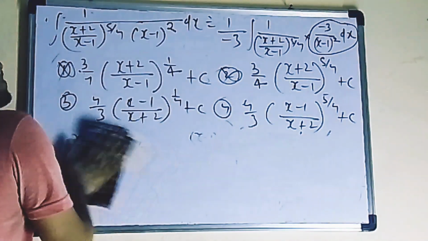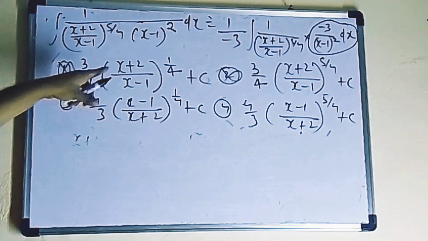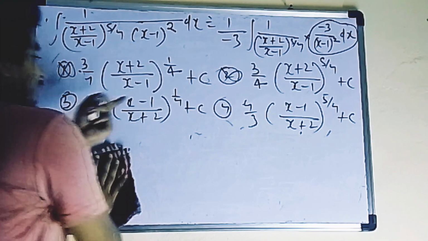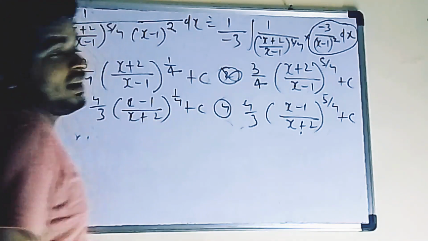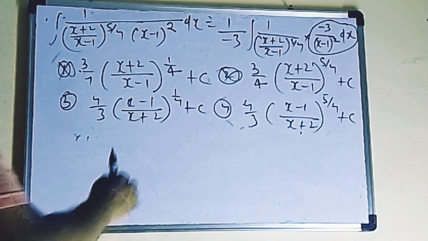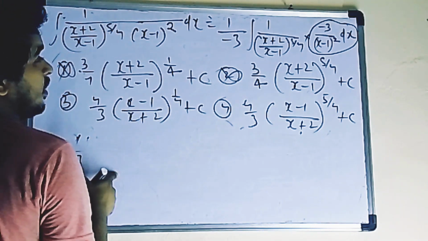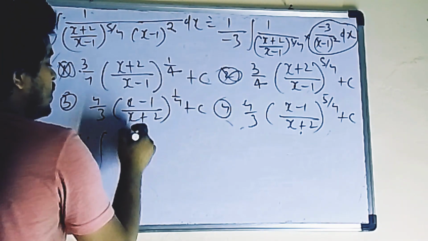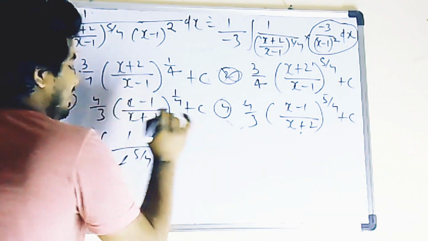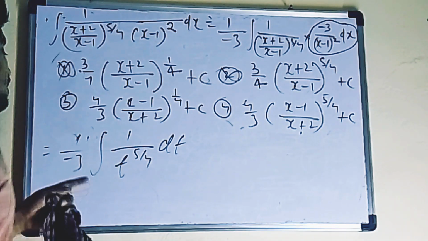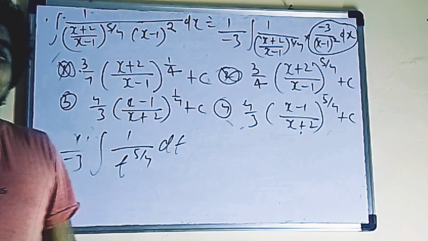I am not erasing the options because I eliminated an option, and I want to see again that the eliminated option was correct. Obviously correct, but just for satisfaction, see here. This is 1 by minus 3. Now I am replacing everything. So 1 by t power 5 by 4, and that is dt. Clear? Tell me. So now we can easily solve this integration. Now this integration is simple. Now anyone can solve this integration.